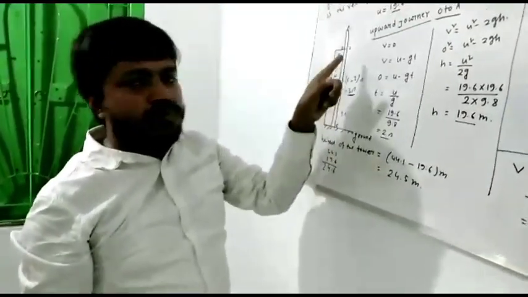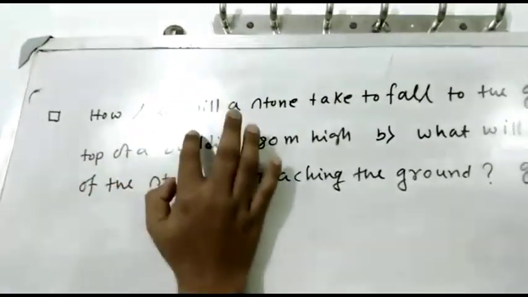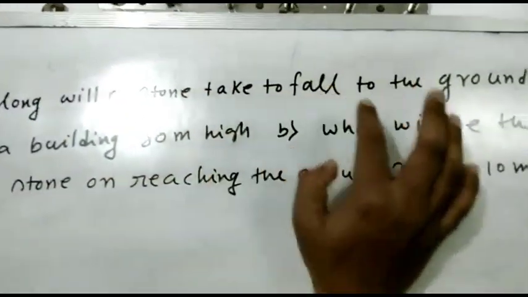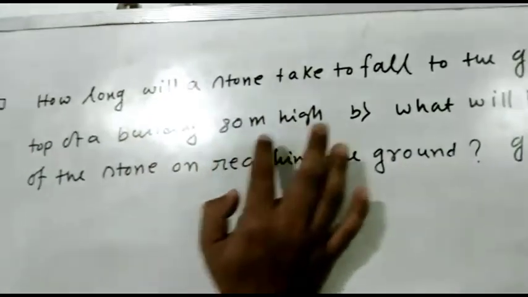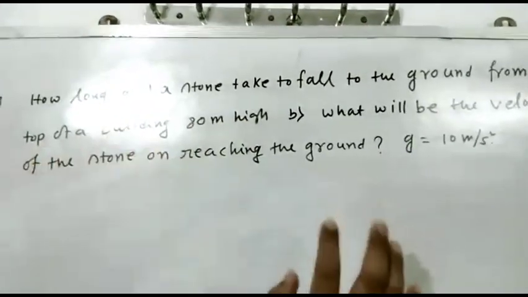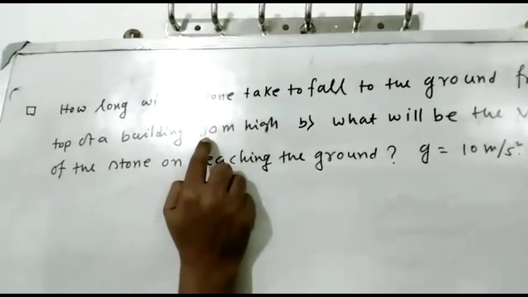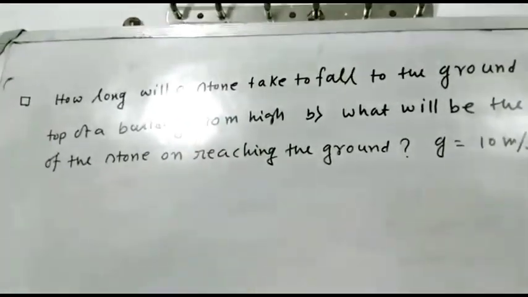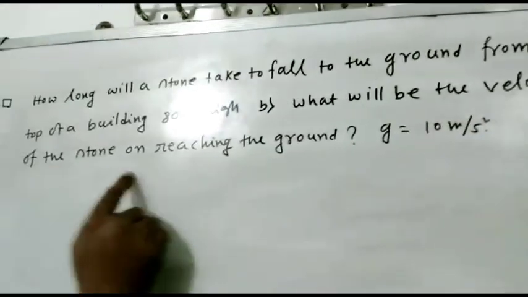Okay, so now you can move to the second numerical. The second numerical is: how long will a stone take to fall to the ground from the top of a building 80 meter high? So our first question is to find the time taken to reach the ground from the height of the building, 80 meter. And the next question, with what velocity does the stone reach the ground?